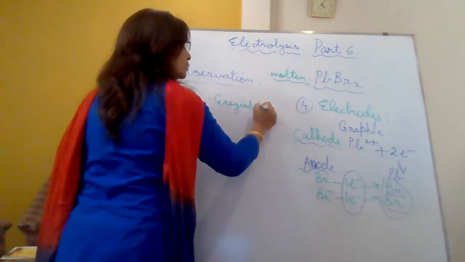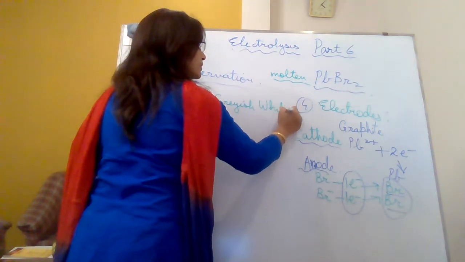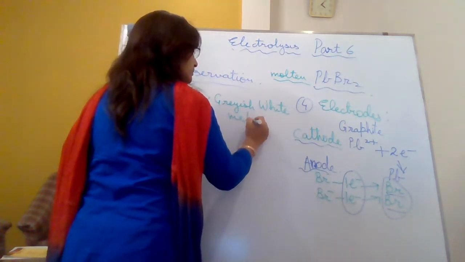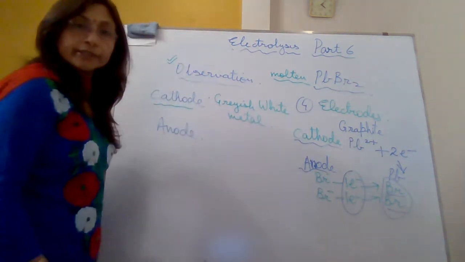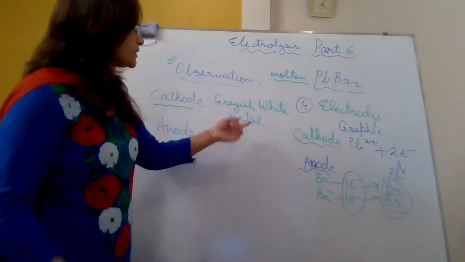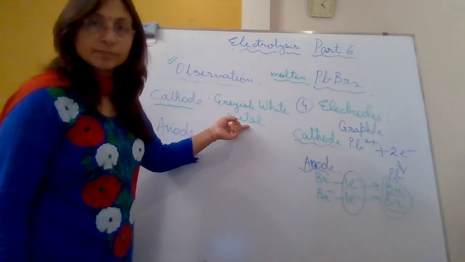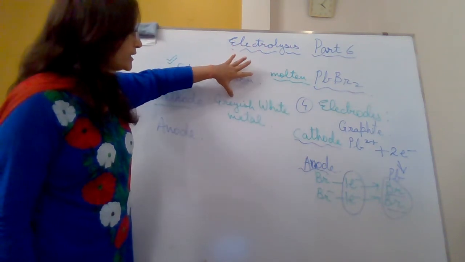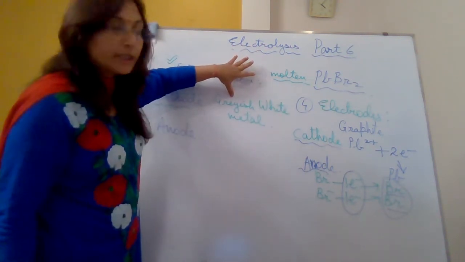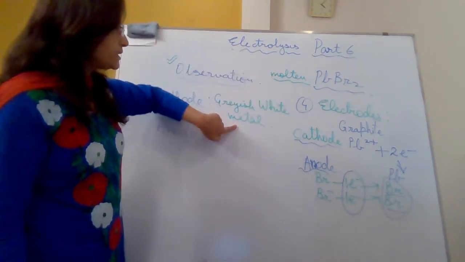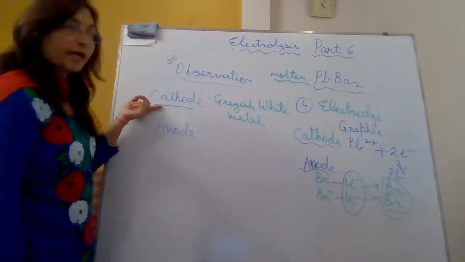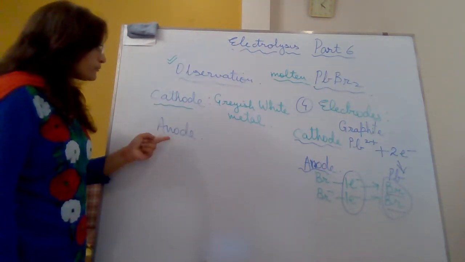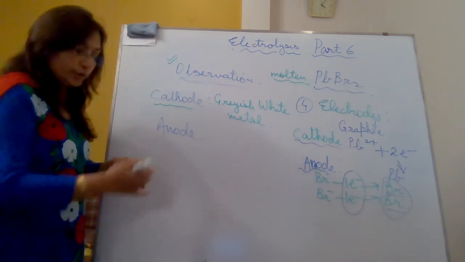grayish white metal. We are not going to write in observations that this metal is lead. We will not write that in the observation. We will be only writing what we will be able to see, that is, grayish white metal is deposited at cathode, right? And what will we observe at anode?